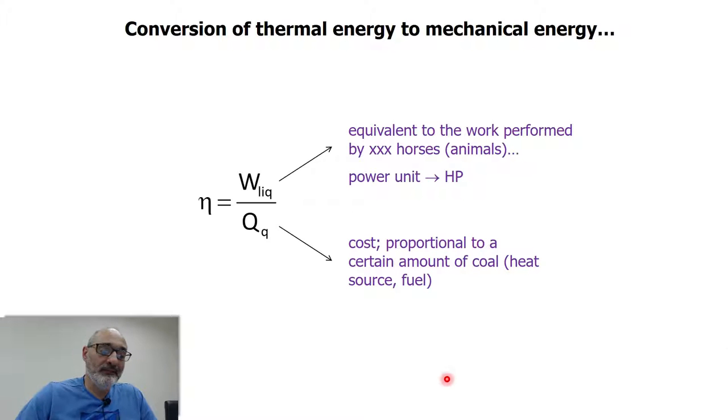So as I said, W leak is equivalent to the work performed in the past by a certain number of horses. That's why we use the word work, because this surplus mechanical energy in the numerator replaces a certain amount of work done by horses or men, even men. And that's why we use as a power unit what we call horsepower. So this comes from that period, and the denominator is proportional to the costs, proportional to the certain amount of coal used in those very ancient machines of Watt, Newcomen and Thomas Savery.